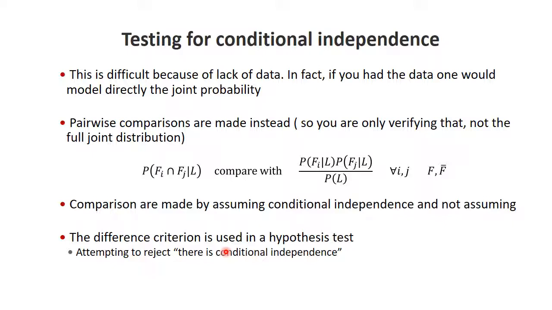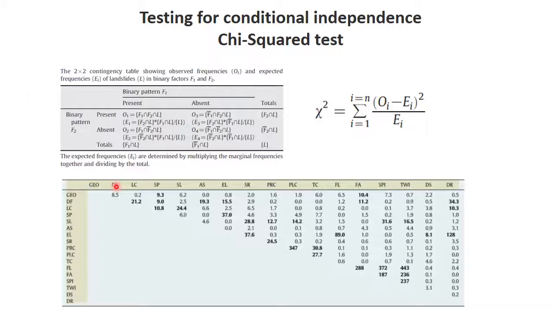So the way we reject it then, of course, is that we need to develop a criterion by which we can do such rejection. So here is the way we work for this pairwise comparison. If you do a pairwise comparison, here are a number of factors involved in the prediction of landslides. If you would do that, you get a table.